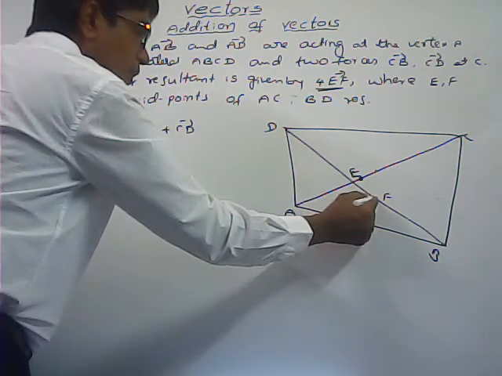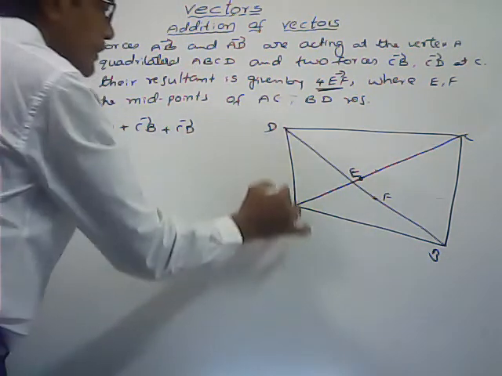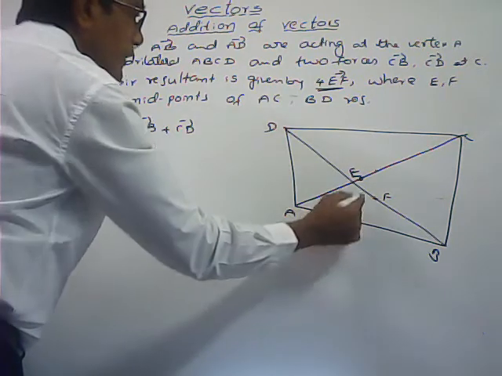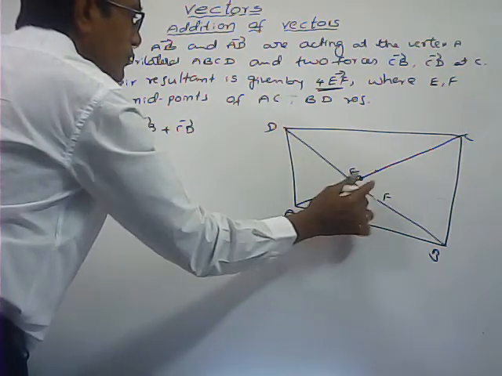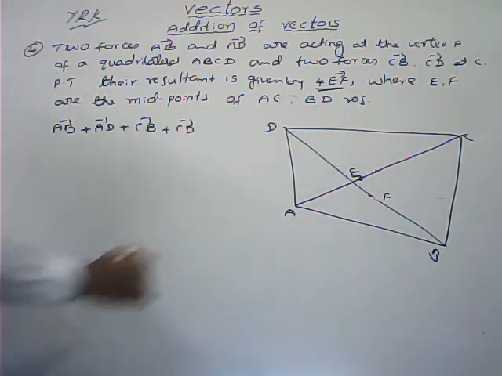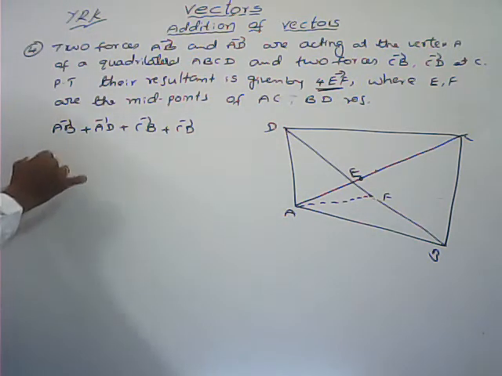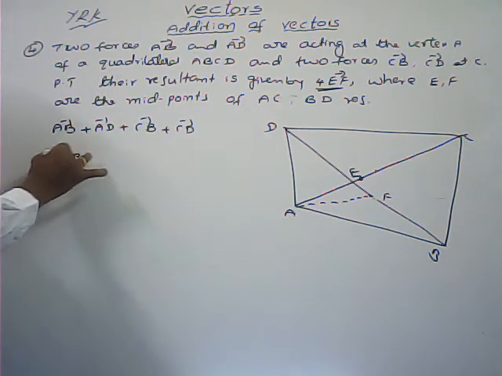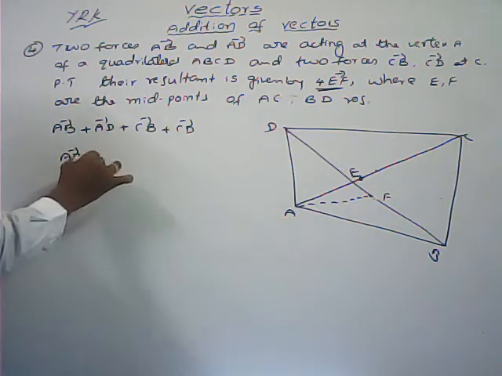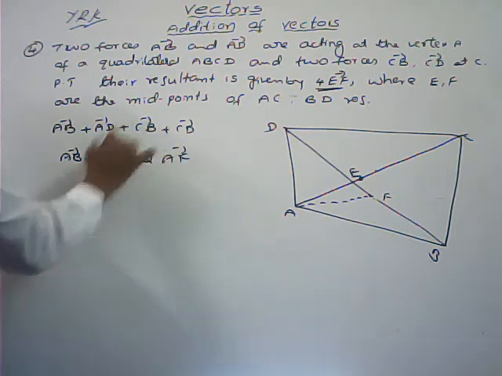Now the same thing, whatever we have done. If I take the triangle ABD, here F is the midpoint of BD, and AF is the median only. So how to write that one? Here in triangle ABD, AB bar plus AD bar is equal to 2 times AF bar.